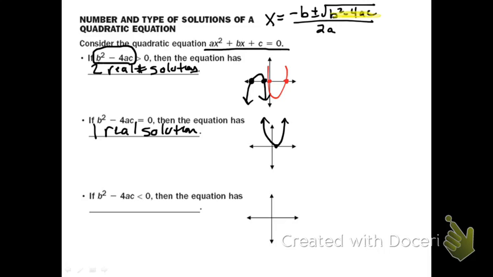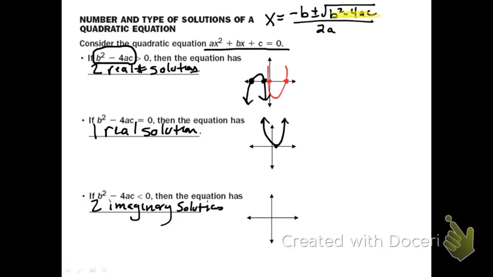It just hits once. Now, if b squared minus 4ac is less than 0, so that means what's inside of the square root would be a negative number, you'd basically have to poke an eye out, meaning you'd have two imaginary solutions. So we'd have two imaginary solutions.